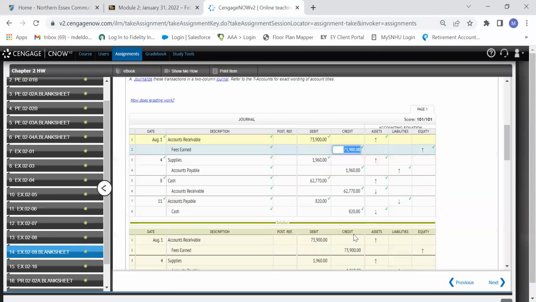So fees earned is a revenue account. And by doing this, we increase an asset, and we increase revenue, which increases income, which increases equity. But the entry is to debit accounts receivable and to credit fees earned.